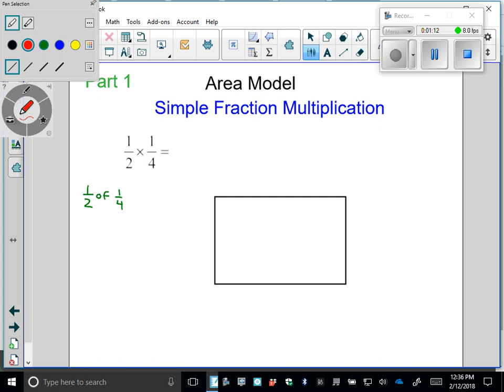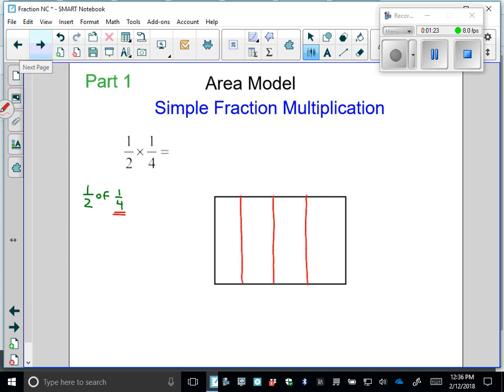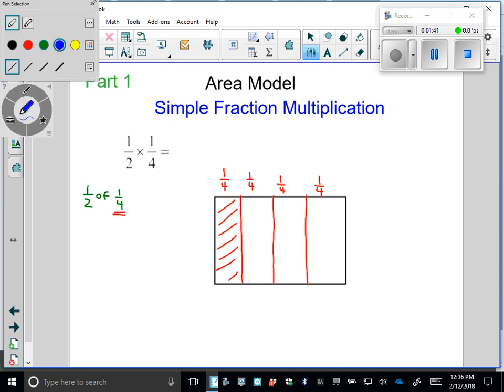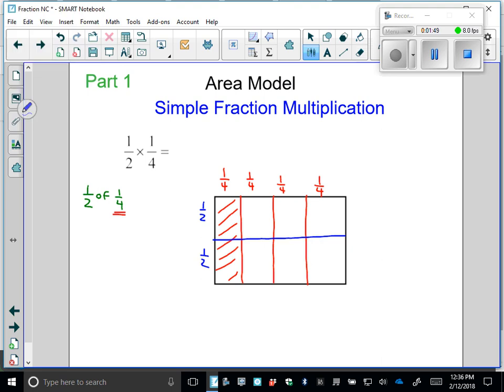So if I take an area model and I try to do half of a fourth, I'm going to draw my rectangle here and I'm going to divide it into 4 parts. So right here I have 1/4, each section's a fourth. And I'm going to shade 1/4 of my rectangle. Now with the half, I'm going to shade the other way and divide horizontally into 1/2. So here's a half and here's a half, and I'm just going to shade half of the 1/4 section.